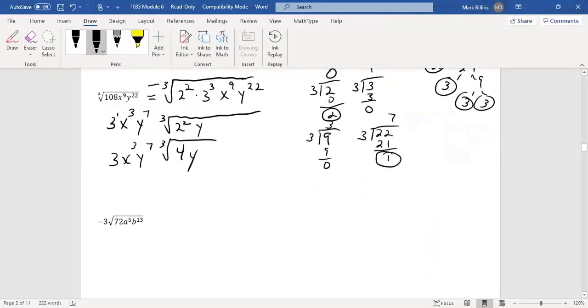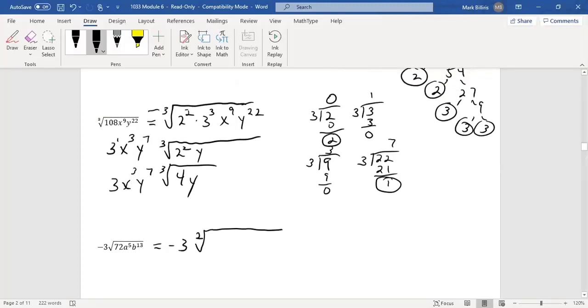The next, we're going to take square root this time. So again, when I'm simplifying, that -3 stays on the outside. Remember, square root has an index of 2, so I'm going to write it there. 72 we need to break down into prime factorization. Again, since it's an even number, I start with 2. So 72 is 2 to the third times 3 squared.